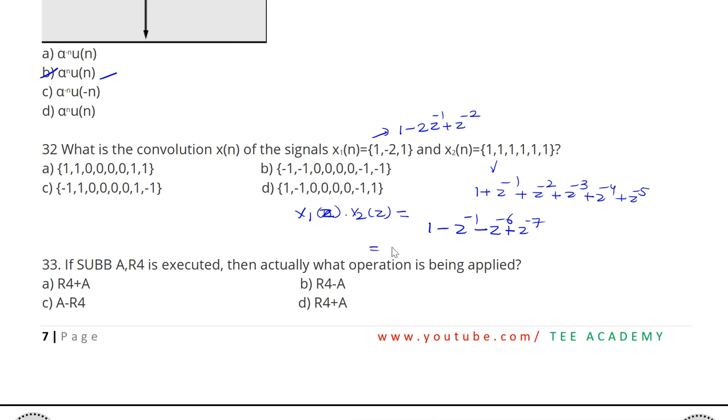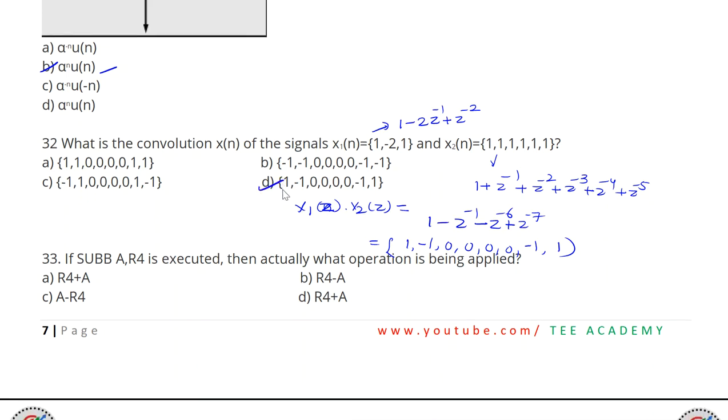That means the convolution of x1 and x2 will be 1, minus 1, then 0, 0, 0, 0, minus 1, 1 here. Okay, the answer for this question is D, the right answer.